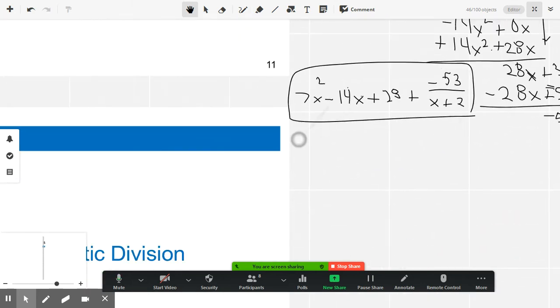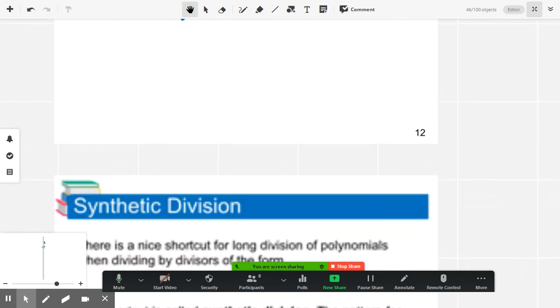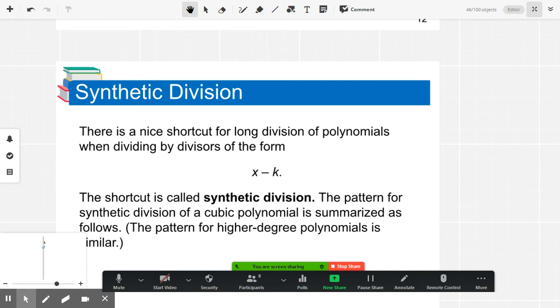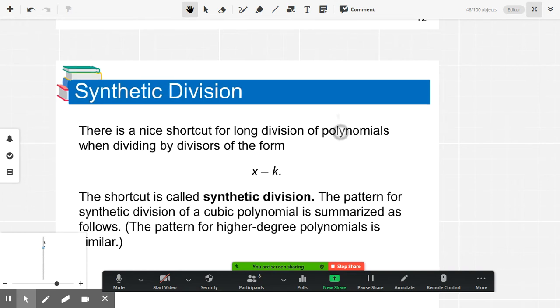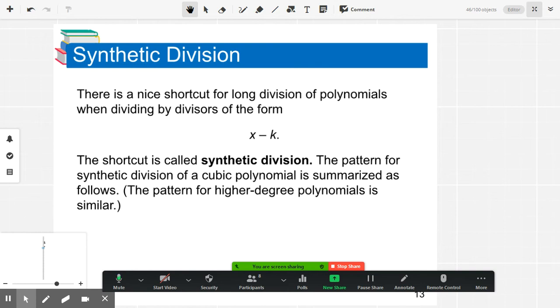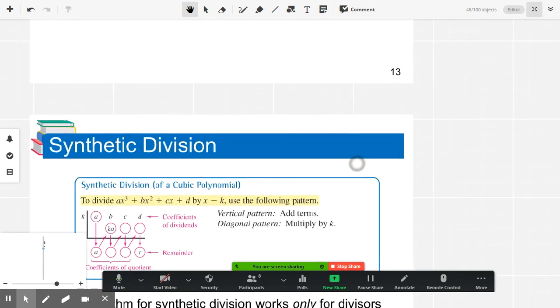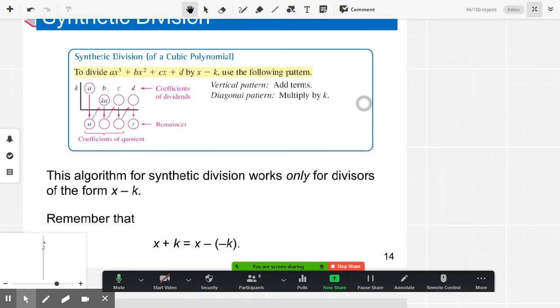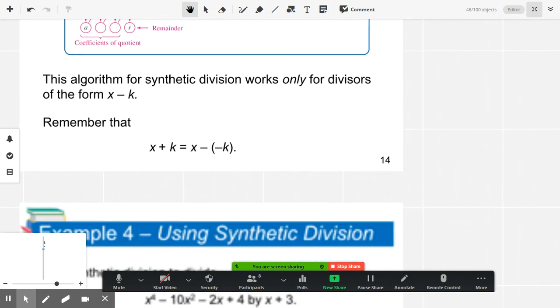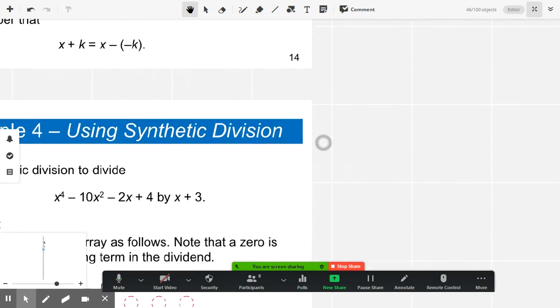It just goes quicker. All right, so now we're going to talk about synthetic division, and for a lot of these it makes it a lot easier. So there is a nice shortcut for long division of polynomials when dividing by divisors of the form x minus k. So what you're dividing by has to be x minus some number or x plus some number. And it's called synthetic division. The pattern for synthetic division of a cubic polynomial is summarized as follows. I'm not going to go through that. It's going to be just easier to show you.